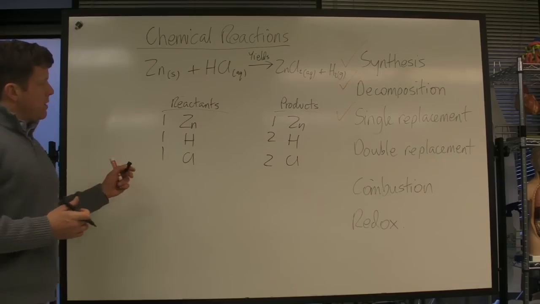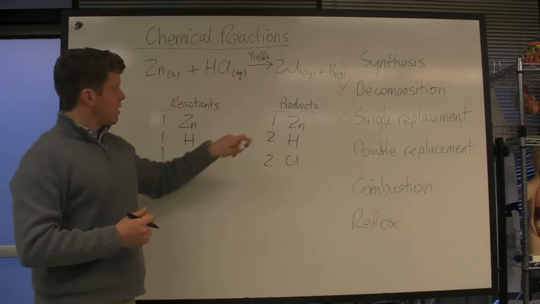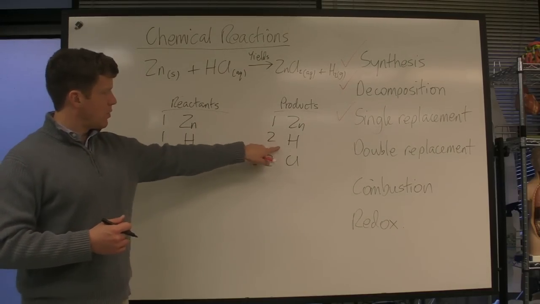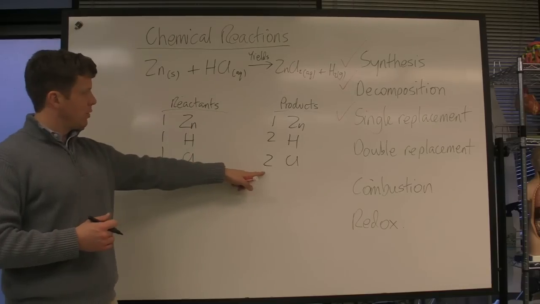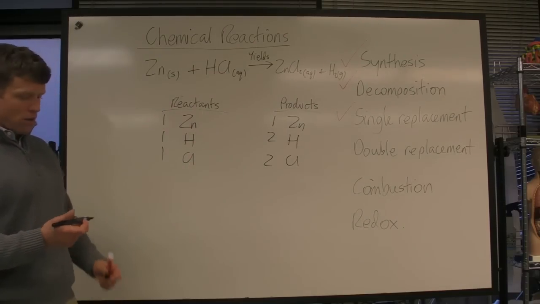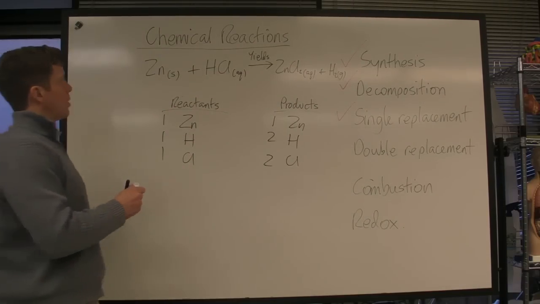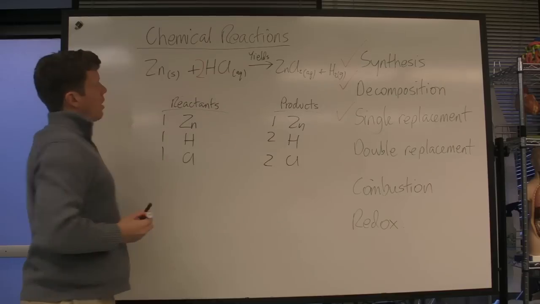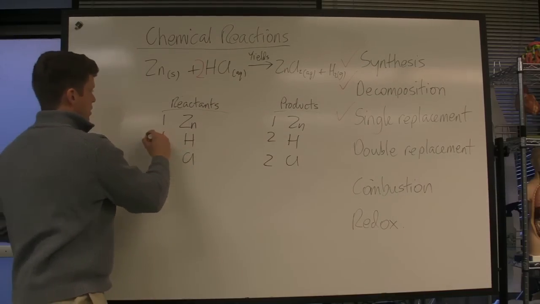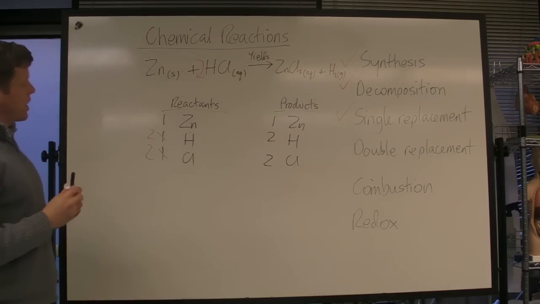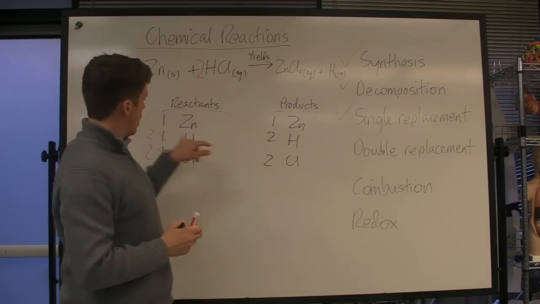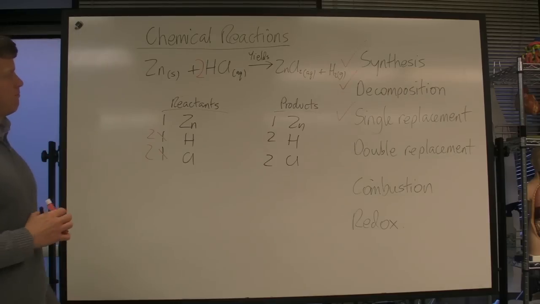So I'm not balanced here because I've got 1 zinc, which is okay, and I've got 2 hydrogens, 1 hydrogen, 2 chlorines, 1 chlorine. So how will I fix it? Well, I'm going to put a 2 right there. So that takes care of hydrogen and chlorine, and I'm all balanced.